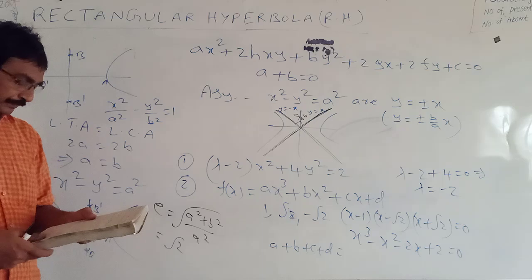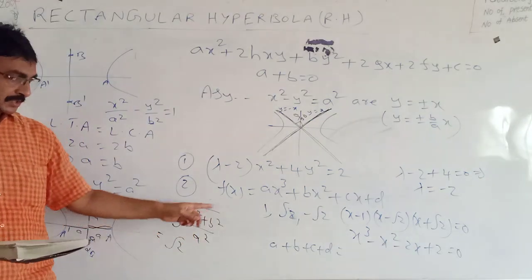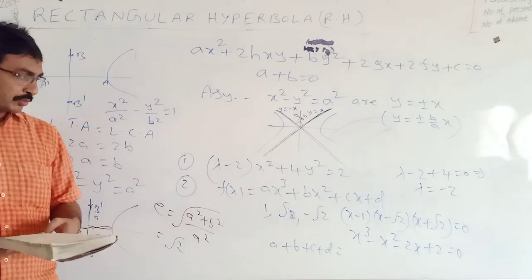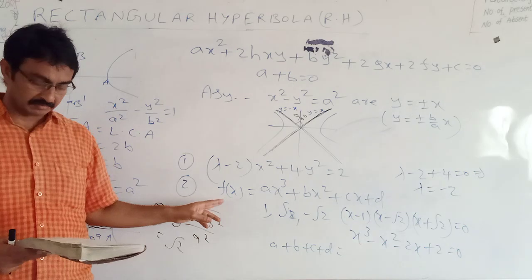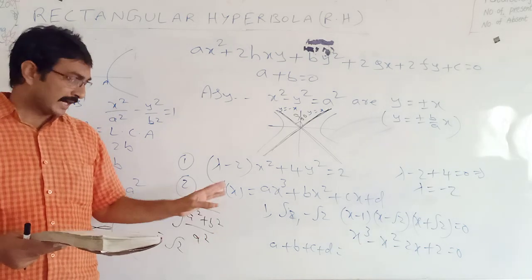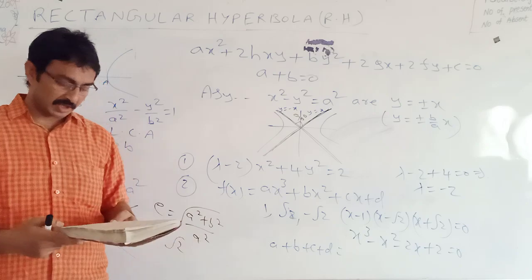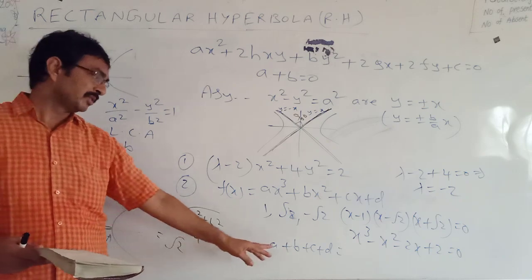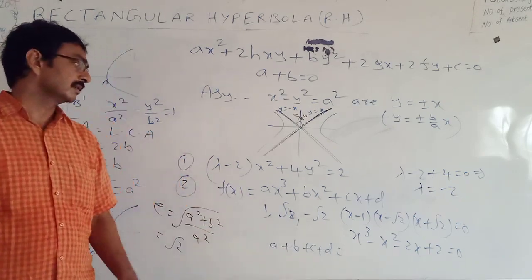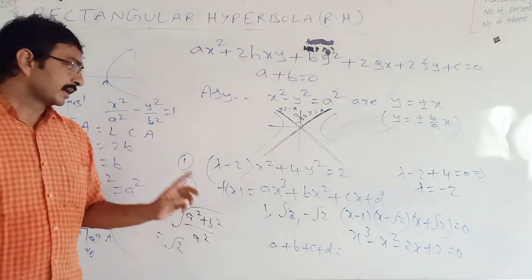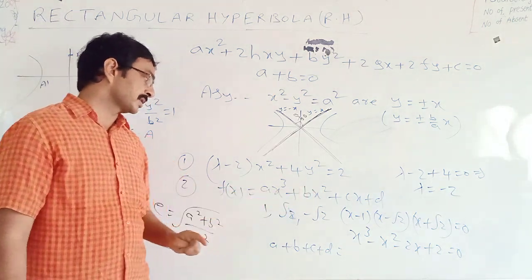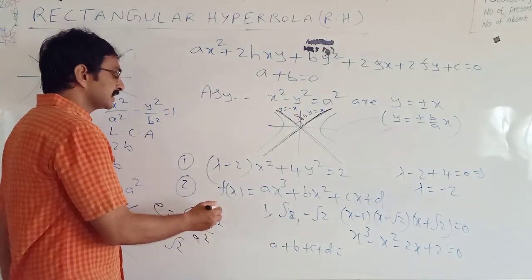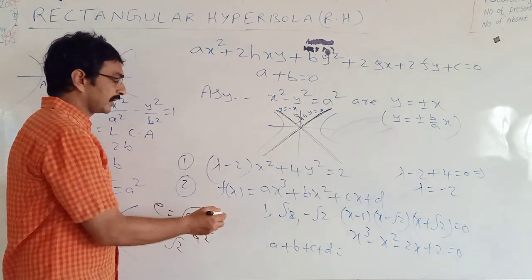See second problem. If f of x equal to ax cube plus bx square plus cx plus d, and the roots of f of x equal to 0 are eccentricities of parabola and rectangular hyperbola, then find the value of a plus b plus c plus d. So see the given one more time. Given, this is a cubic polynomial equation. Given that two roots of this are the eccentricity of parabola and rectangular hyperbola.